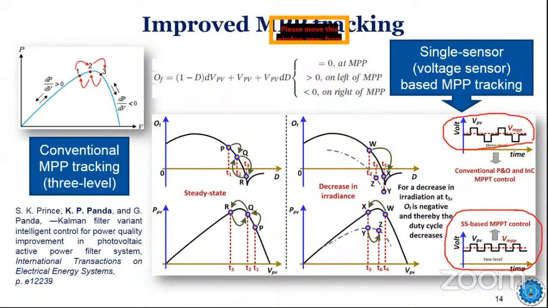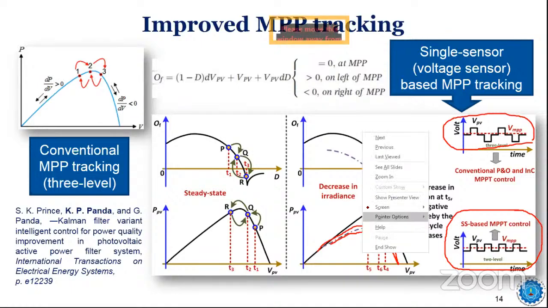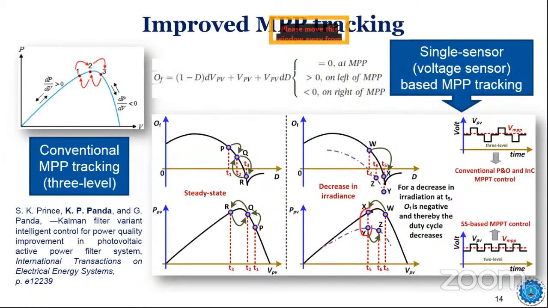When there is a sudden change in the irradiation, let's suppose your new curve is somewhere here now. On the new curve also, the first movement is from W to X, here to here. Then at X, let's suppose the irradiation suddenly decreases. When it decreases, immediately the point will shift to a new point Y. You try to understand.